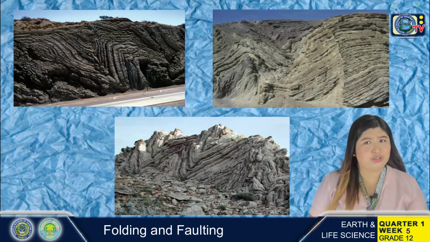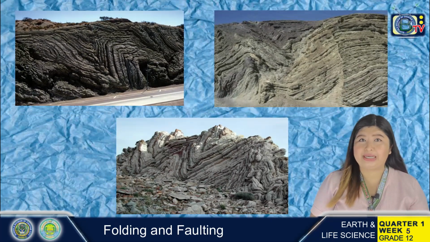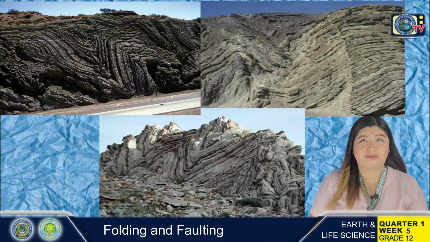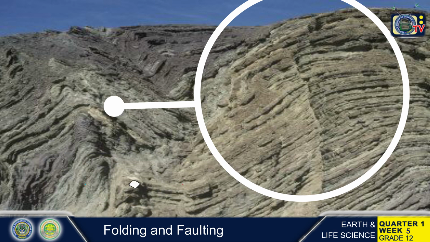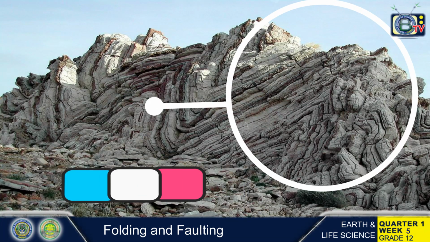Now look at these pictures. These are some examples of folded rocks: a monocline, an anticline, and a syncline.